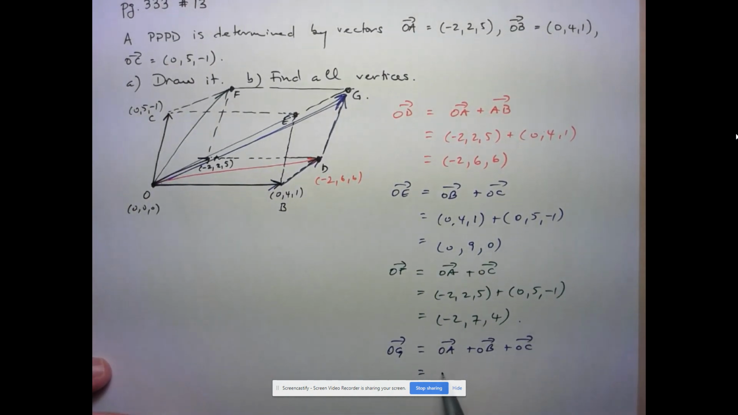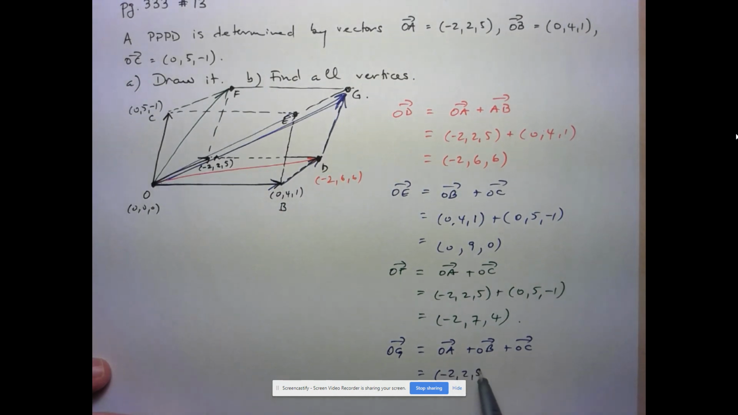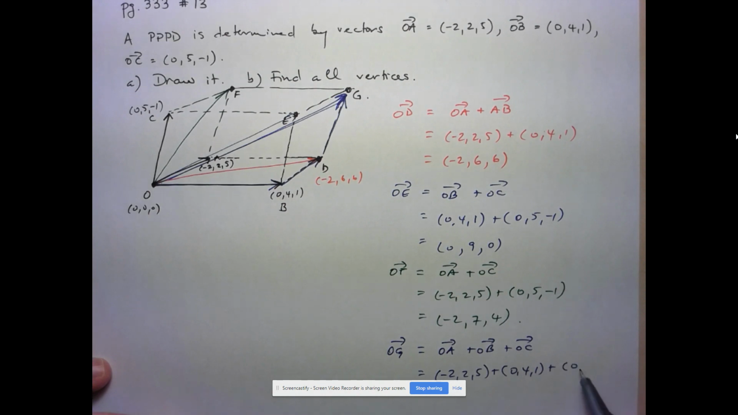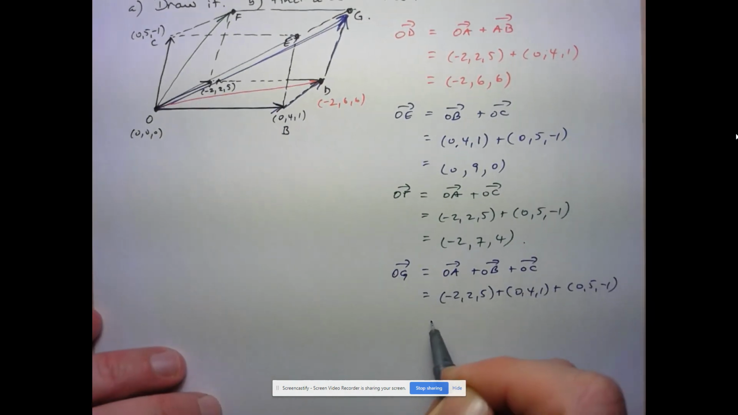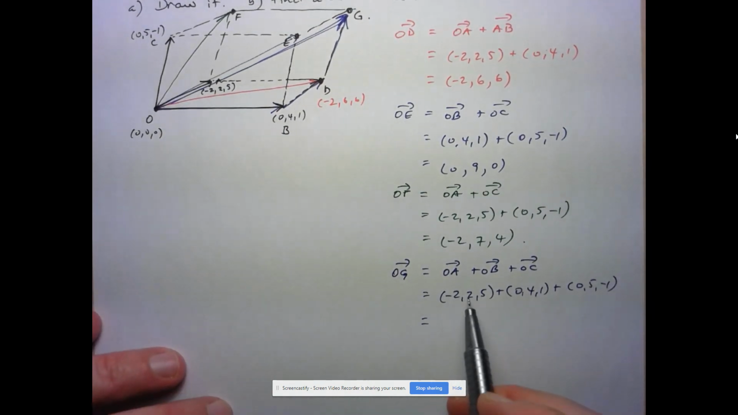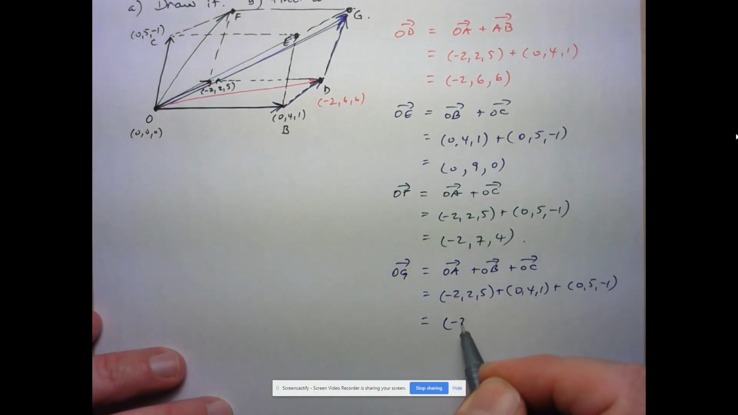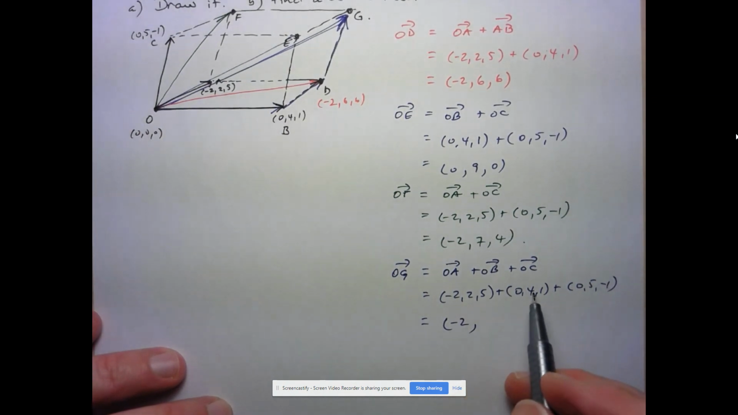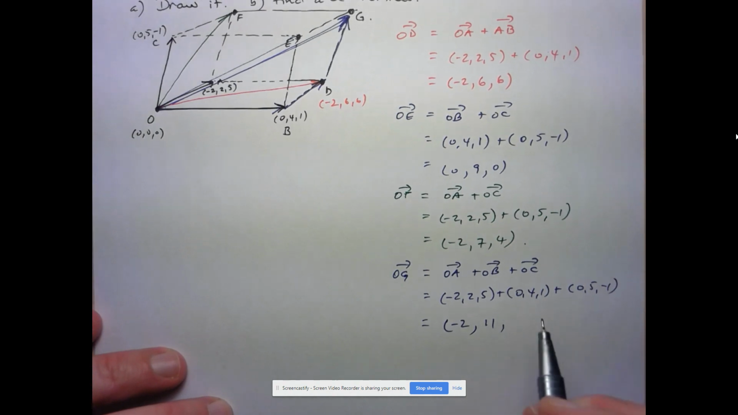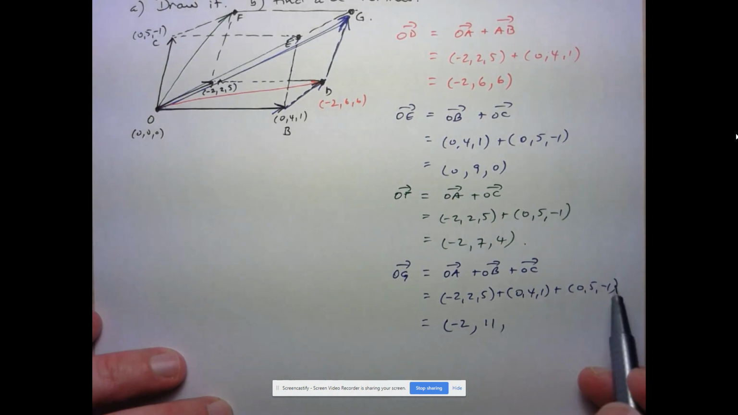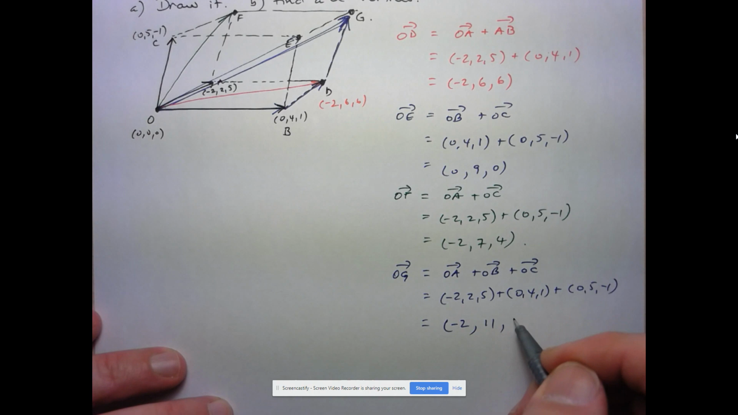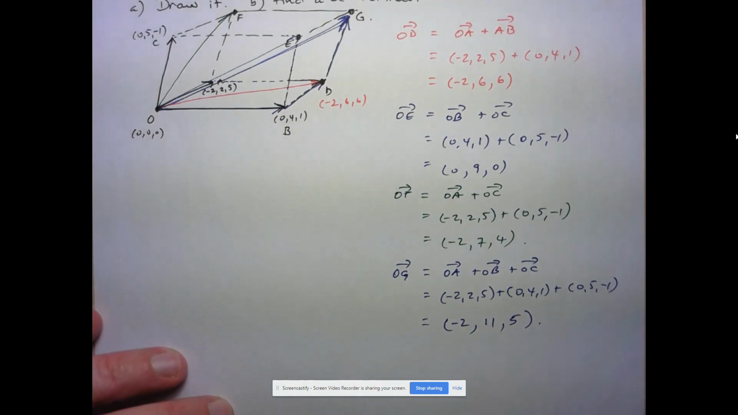So what do we have? OA is negative 2, 2, 5, plus OB is 0, 4, 1, plus OC is 0, 5, negative 1. We add those together: negative 2 plus 0 is negative 2, 2 plus 4 is 6, plus 5 is 11, and then 5 plus 1 is 6, minus 1 is 5. And there we go.